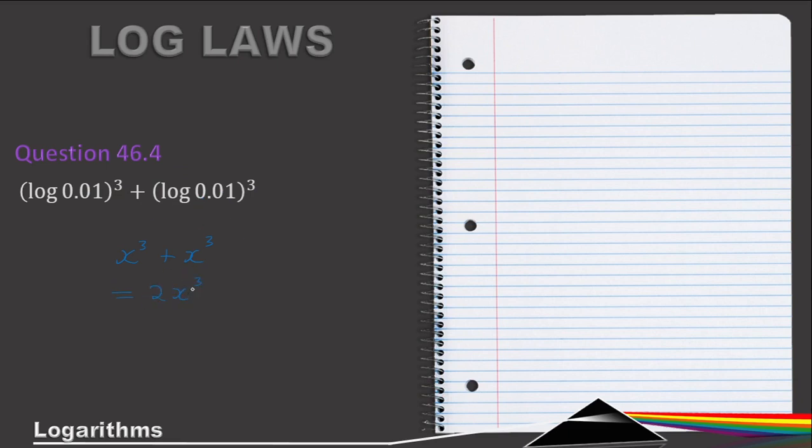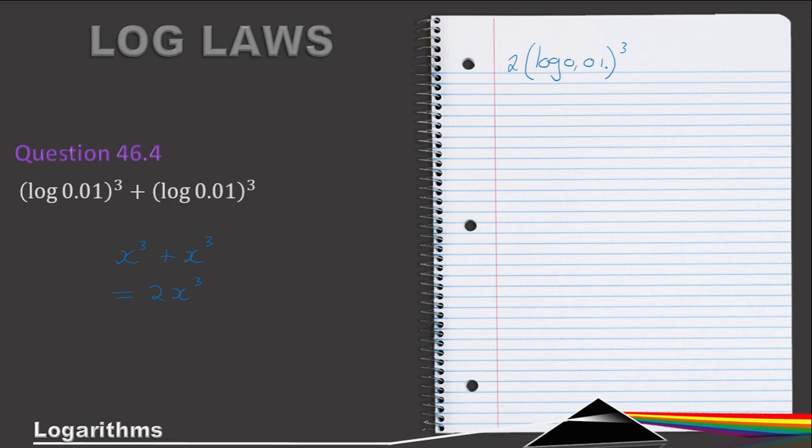So replacing x with this log 0,01, I'm going to first add them, so it's 2 log 0,01 to the power 3. Now just be careful here, this 3 is the exponent of the entire log. It's not the exponent of the numerical value, so I'm not allowed to take this 3 and put it there, because it's actually a power of the entire log.